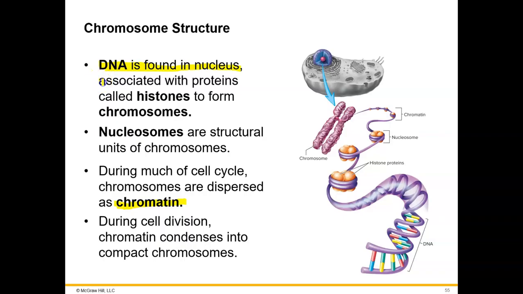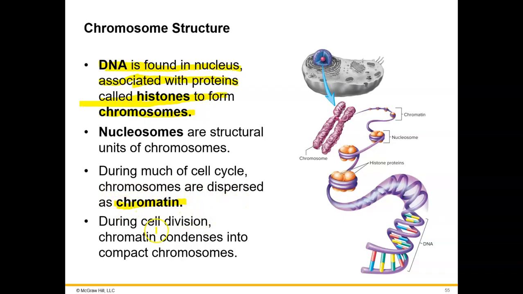In other words, it winds itself around histone proteins, as you see here, and forms nucleosomes. A nucleosome is just this collection of DNA wound around a histone or a collection of histones. So the DNA plus the histones form the chromosomes. But much of the time during the life of the cell, chromosomes are dispersed as chromatin.